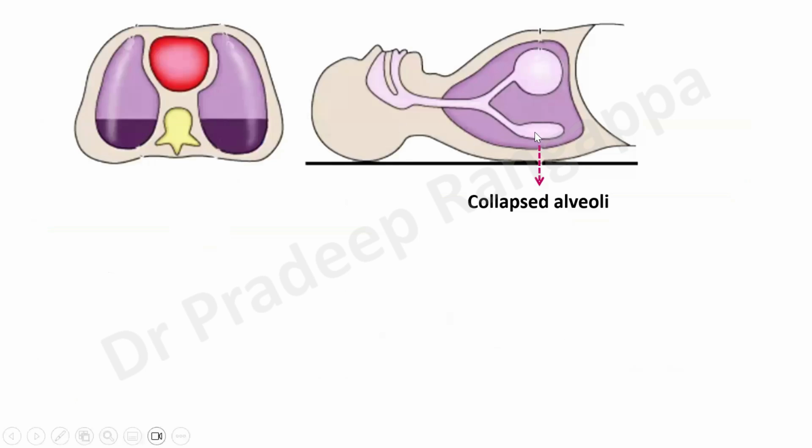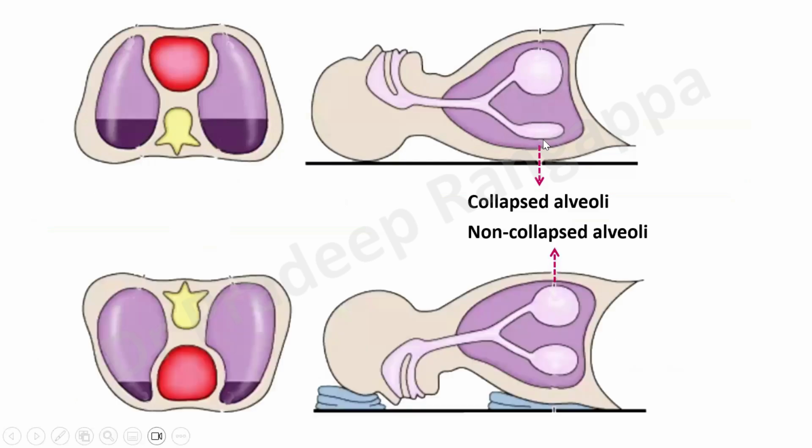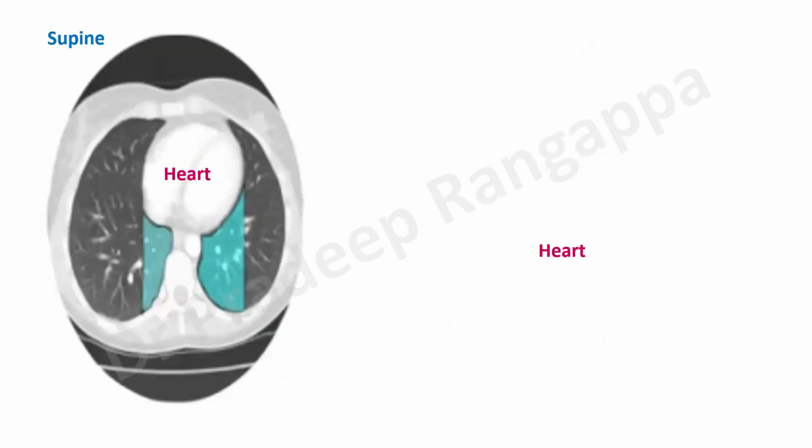When someone is lying supine, the alveoli tend to get collapsed. And when you prone, as you see, the basal parts of the lungs get recruited, and there is non-collapse of the alveoli. And they re-emphasize this: there is no over-distension of the normal alveoli in the ventral aspect of the lung. That is also an advantage in prone ventilation.